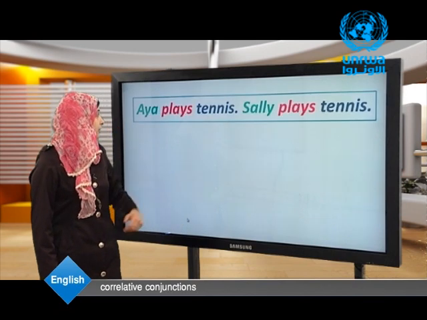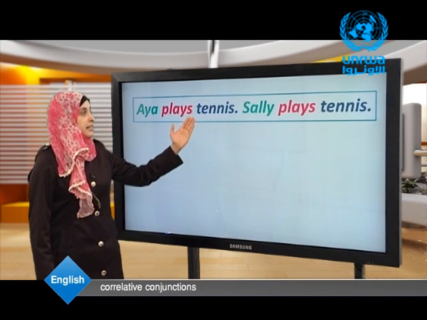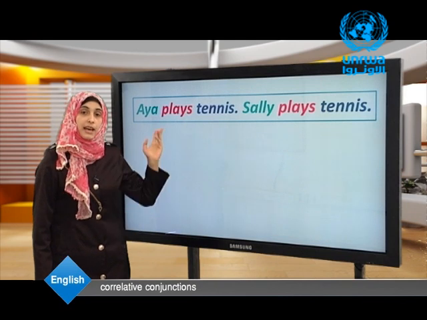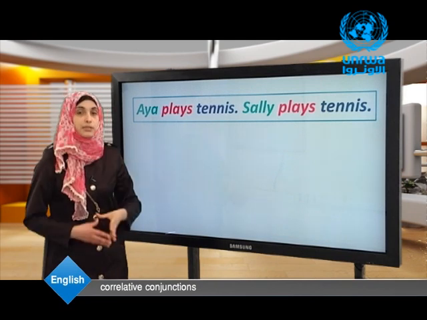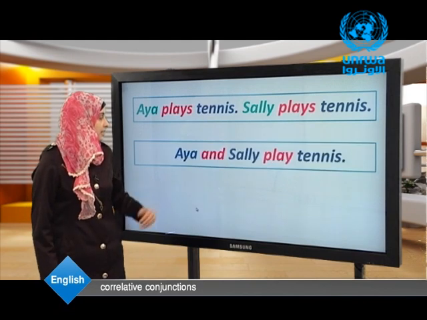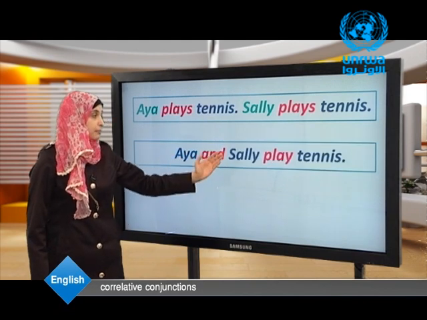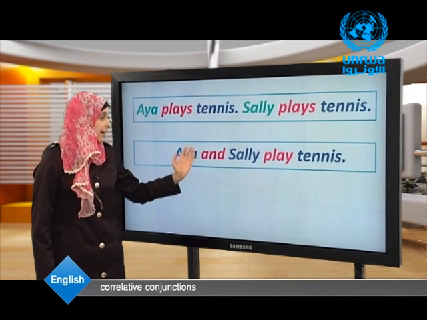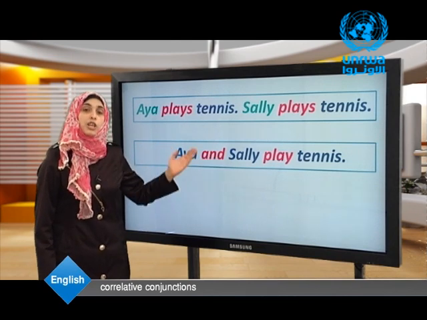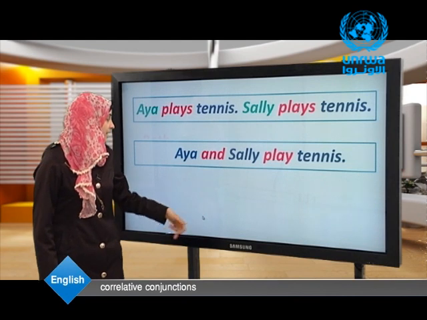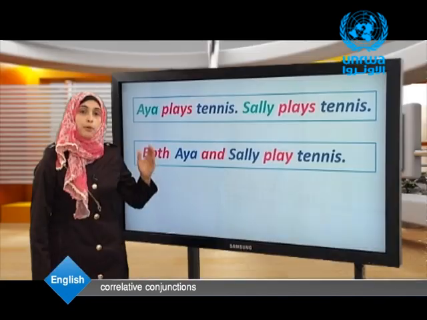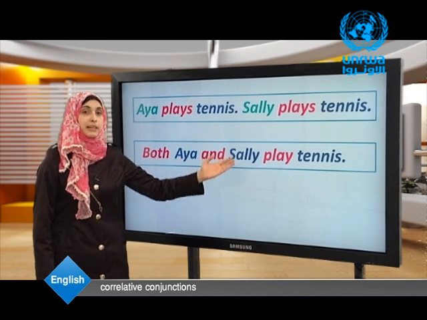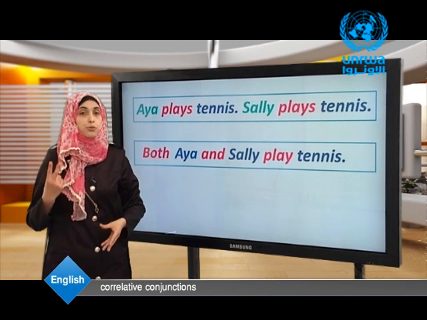Let's see this example. Aya plays tennis, Sally plays tennis. We have two sentences here. The first is about Aya and the second is about Sally. Let's make it one sentence. Aya and Sally play tennis. They share playing tennis. Or we can say both Aya and Sally play tennis. It means the two of them.